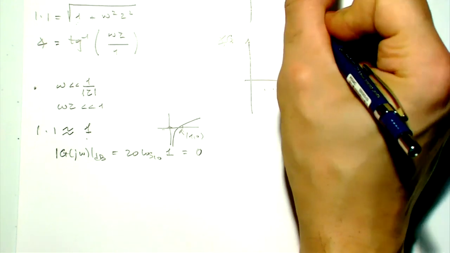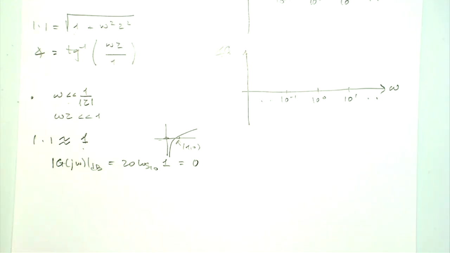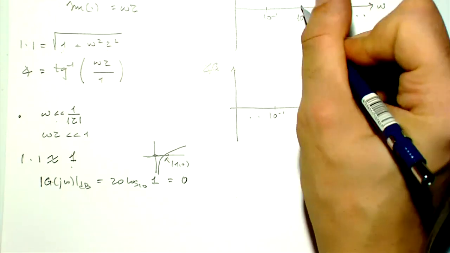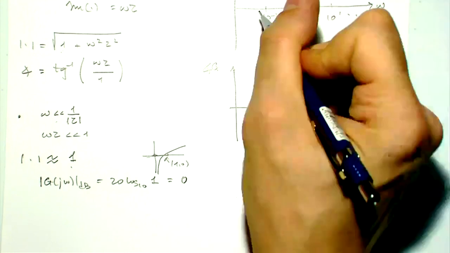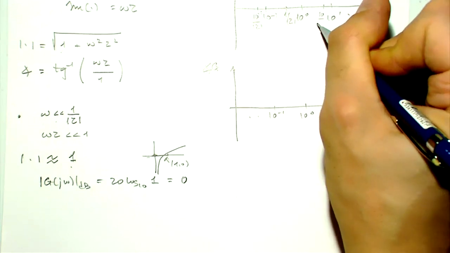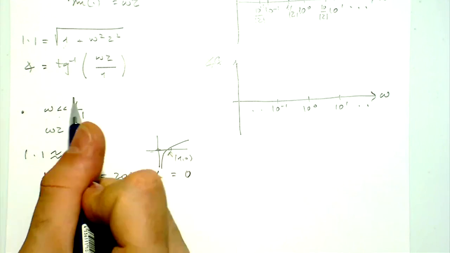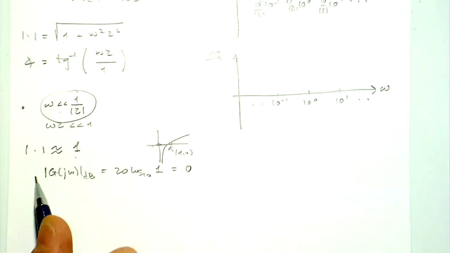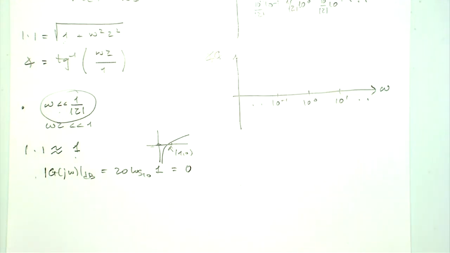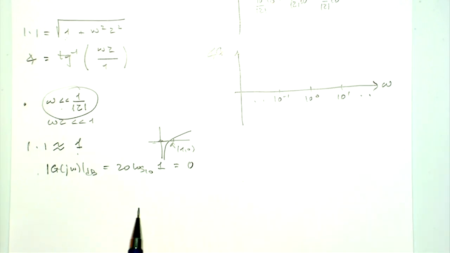Okay, so here we said omega is much smaller than 1 over tau. What does much smaller mean? We can assume for now that it is 1 decade smaller, 1 order of magnitude smaller, which is a good enough assumption. So let's say that 1 over tau is here. This will be 0.1 over tau, and this will be 10 over tau. Then we see that if omega is much smaller, the magnitude will go to 0. So let's say all values up to this point are equal to 0.